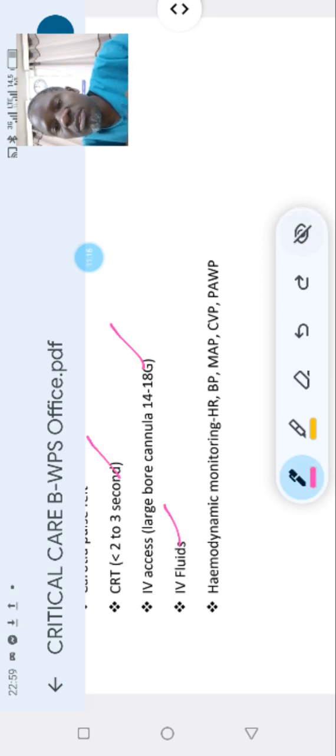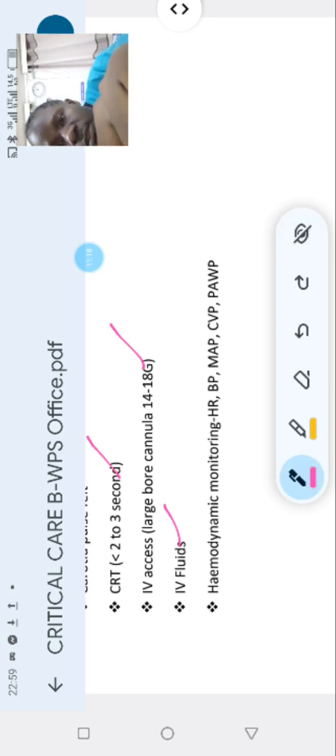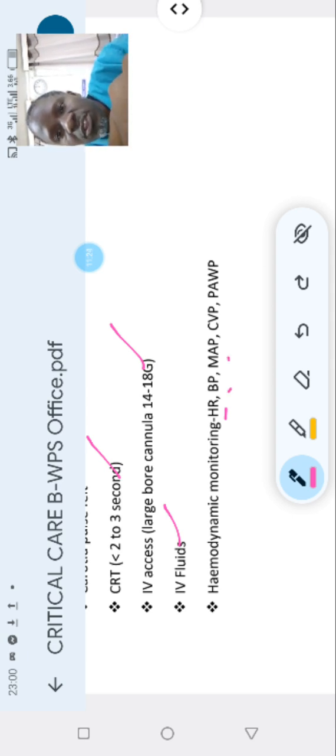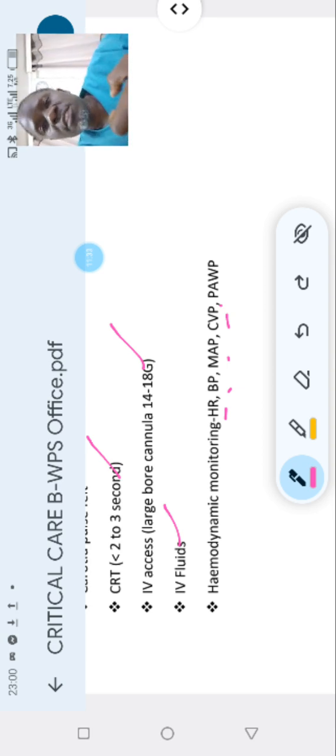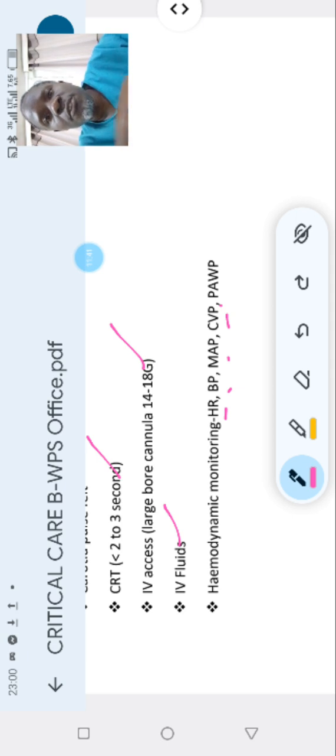Hemodynamic monitoring meaning you are just monitoring the heart rate, okay, the blood pressure, the mean arterial pressure, central venous pressure, then pulmonary arterial wedge pressure. So all these, we are just monitoring how blood is flowing into those blood vessels and how the heart is pumping because you are giving fluids. So you need to continuously monitor the patient in real time.